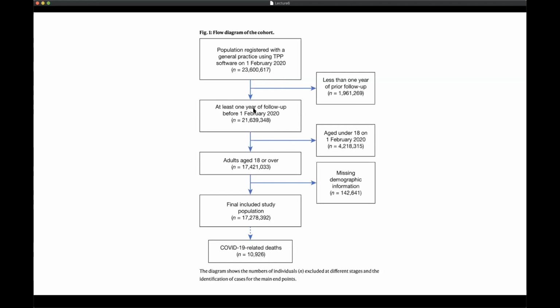So this is the cohort that we're working with. They start with the population registered with a general practice using this particular type of software on the 1st of February of 2020, which is 23.6 million. Anything that gets shunted off to the right is excluded from further consideration, which means that if these individuals did not have one or more years of follow-up, they were not counted. If they were under the age of 18, they were not analyzed here.